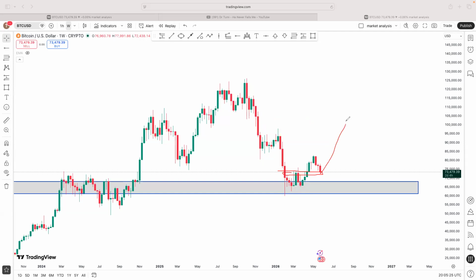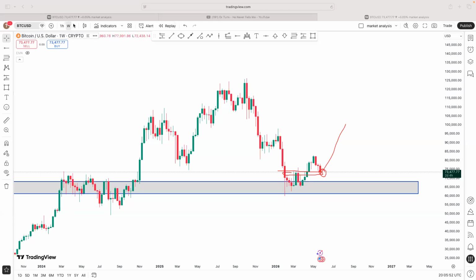Now, the question is, how are you going to find the entry right here? Let me hear you. How are you going to find the entry from the weekly time frame? At that zone where I drew a circle, what are we going to look for? Candlestick formation. Correct, Billy. We're going to wait for a candlestick formation.